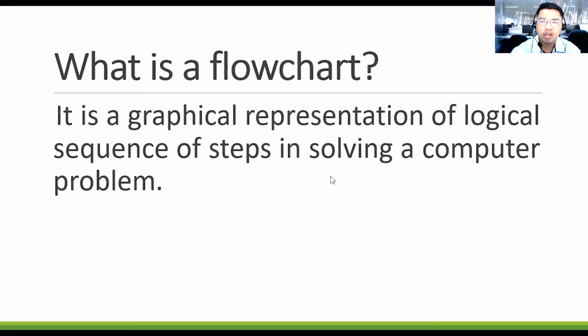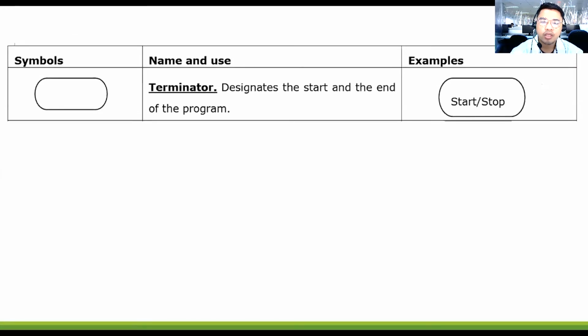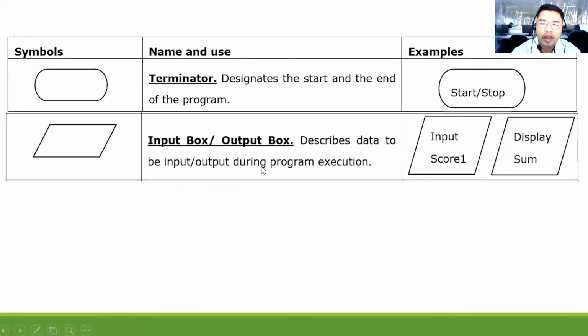And these are the symbols of a flowchart. First, we have the terminator. The terminator designates the start and the end of the program. The terminator is an oval or a rounded-style rectangle. The next is the input or output box. The input or output box describes data to be input or output during the program execution. This is where you put your input or display the output. It is a parallelogram.